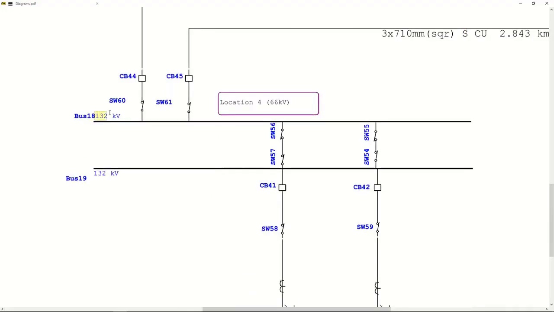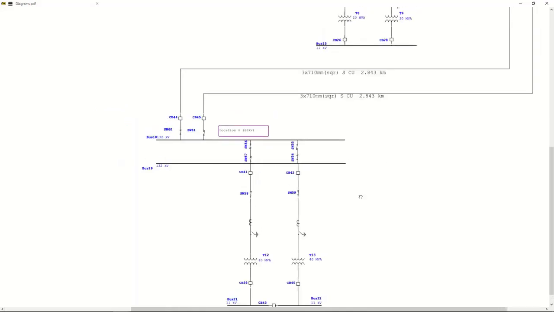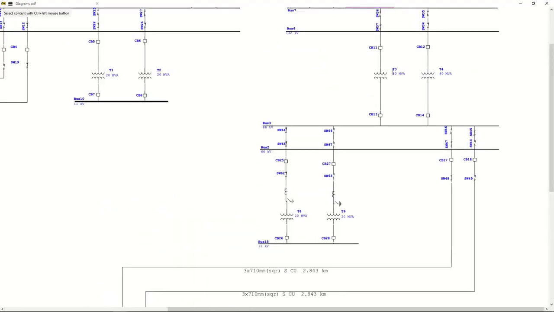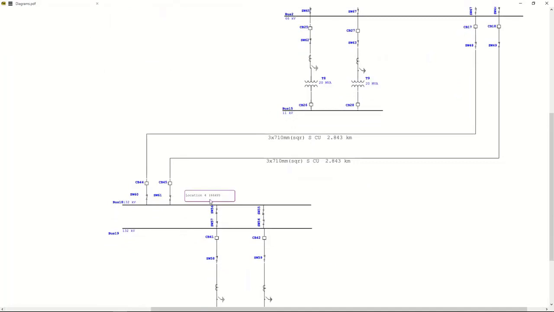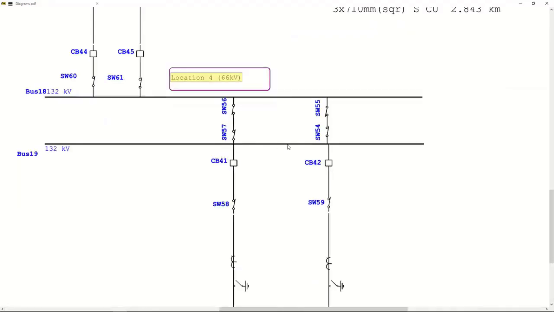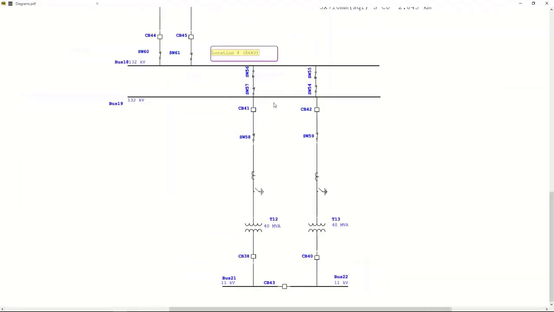Okay, this is a mistake here. It shouldn't be 132 kilovolt. That's a typo. It is 66 kilovolt because we're coming from the 80 MVA transformers 3 and 4 that are stepping down from the 132 to 66 kilovolt. So this bus bar, this entire line here is 66 kilovolt. Right here it shows location 4, 66 kilovolt. So this is your last bus bar, basically your last substation.